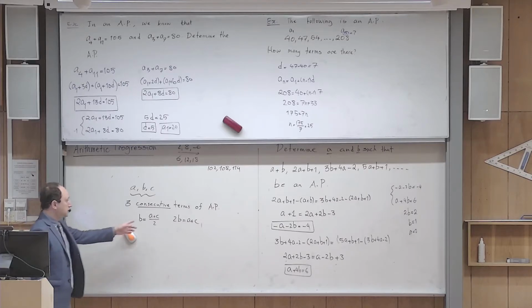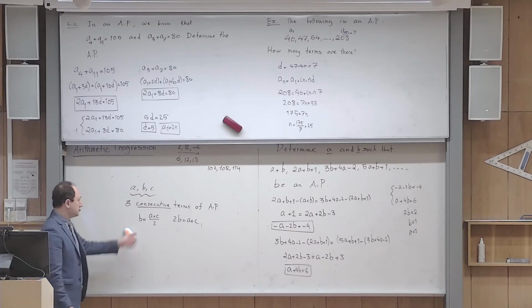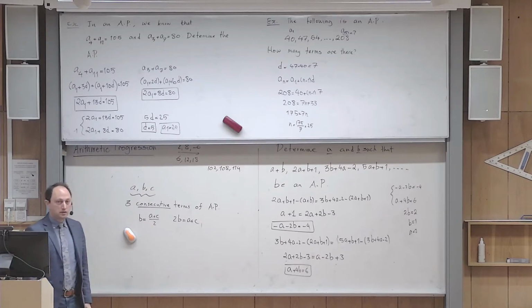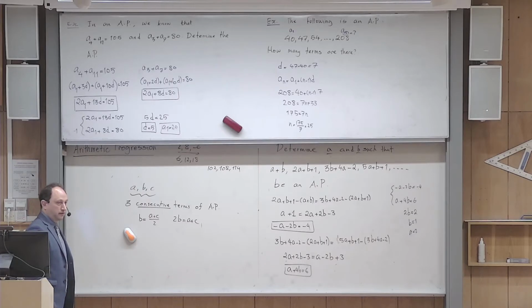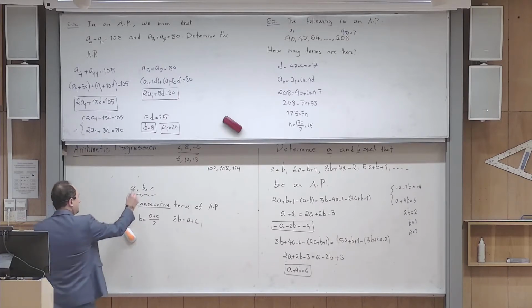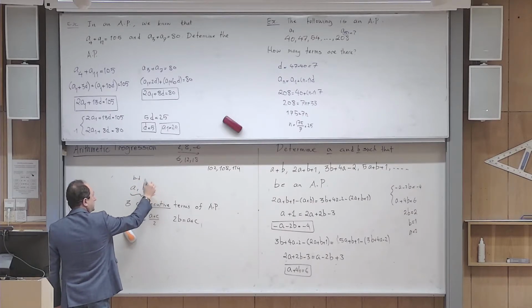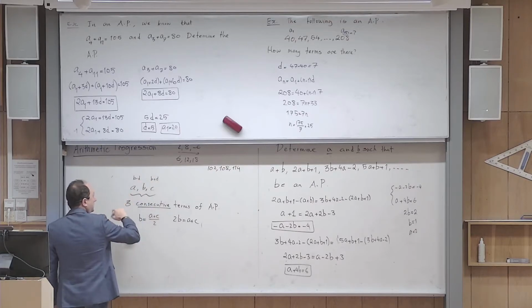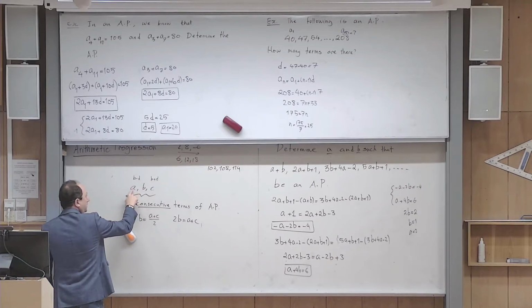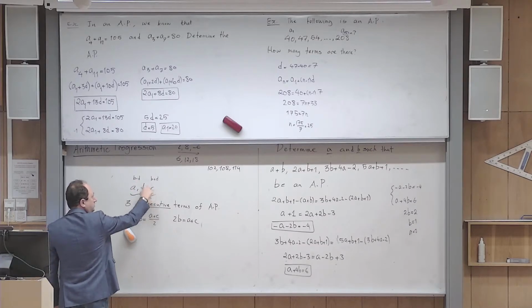So why is this formula correct? Why does this relation hold? Yes? Because all of the three numbers have the same difference between them. Yeah, so it means that if I want to go from B to A, I have to write B minus D. If I want to go from B to C, I have to write B plus D. So another name for A is B minus D, where D is the common difference. Another name for C is B plus D.